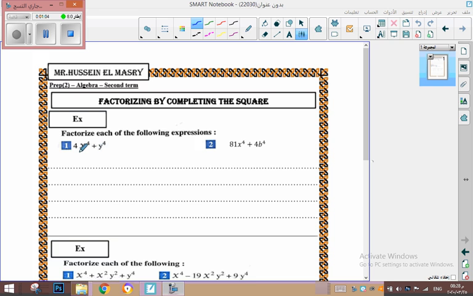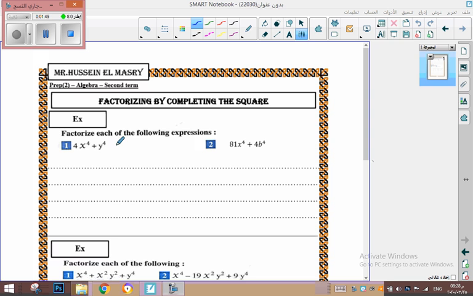If you note that the two terms are perfect squares, it means they have a square root. The square root of 4x power 4 is 2x squared, and the square root of y power 4 is y squared. So I have two terms, each of them a perfect square, and the power of each letter is 4, like this: x is to the power 4 and y is to the power 4. So the suitable method here is factorizing by completing the square. How can I factorize an expression by completing the square?